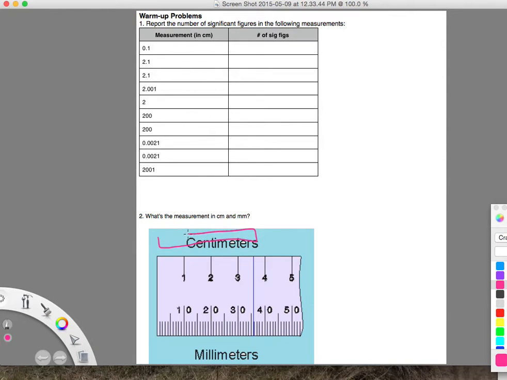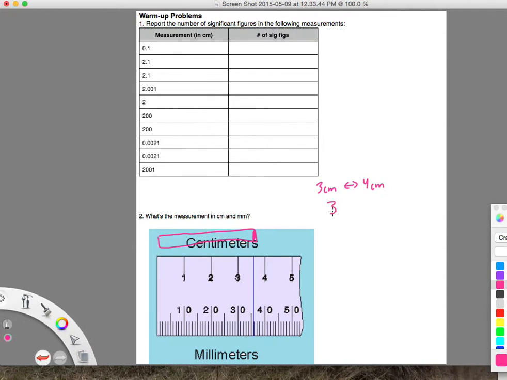Let's say you've got an object that's just this long. And I should make this a little bit clearer. It goes only to right there, to this blue line. And you're measuring it with this ruler here. What is that measurement? Well, it's in between 3 centimeters and 4 centimeters. It's somewhere in between there. So we have to guess.